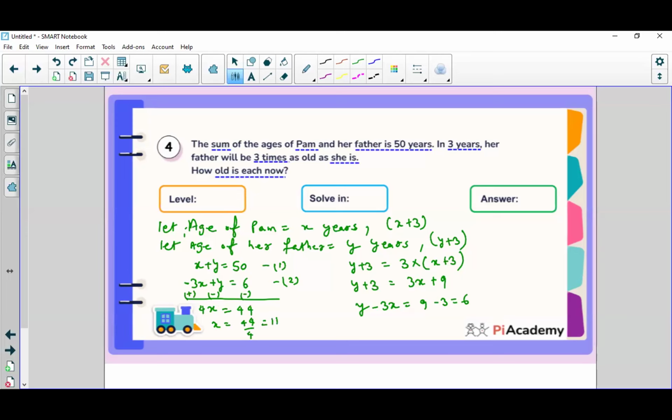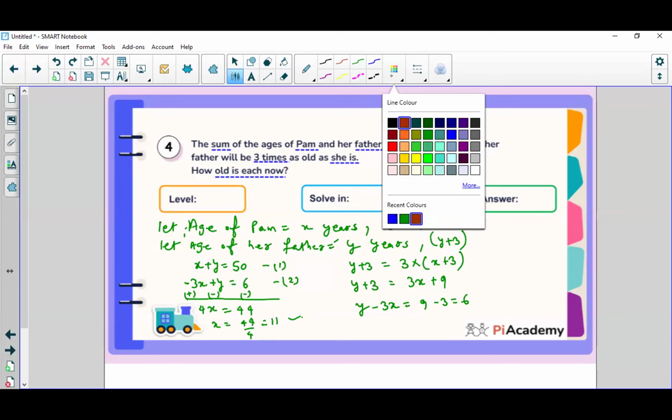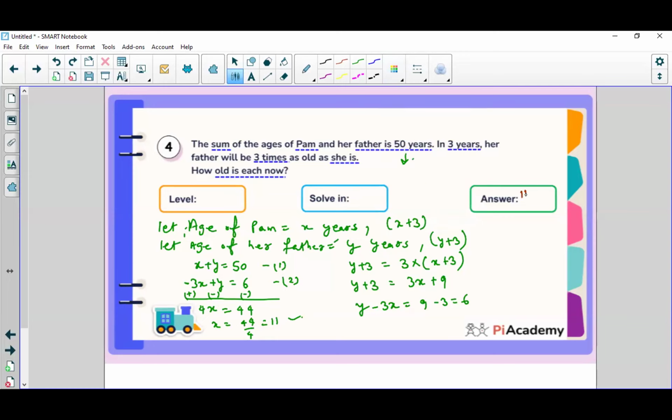So x is 11. So the question is, how old is each now? So we suppose the age of Pam as x, age of her father as y. So we got x as 11 and the sum of the ages is 50 years. So if the age of Pam is 11, what should be the age of her father? That should be 39 years. Correct, guys? That is the final answer. Yes, everyone. Give me a thumbs up.